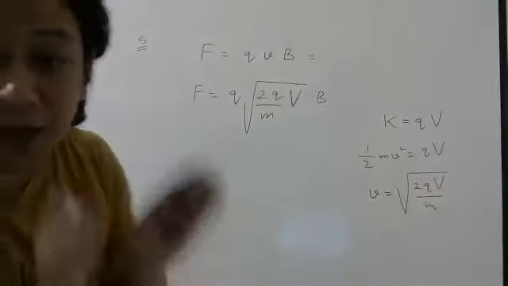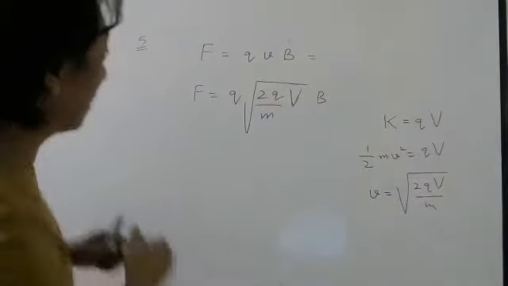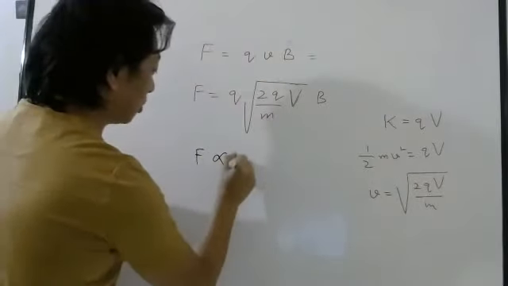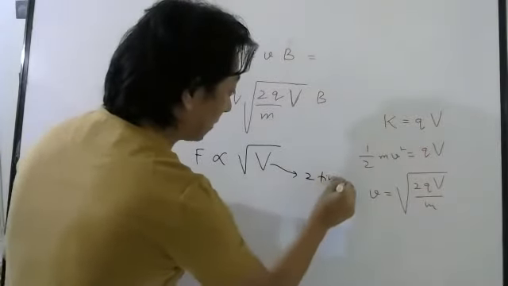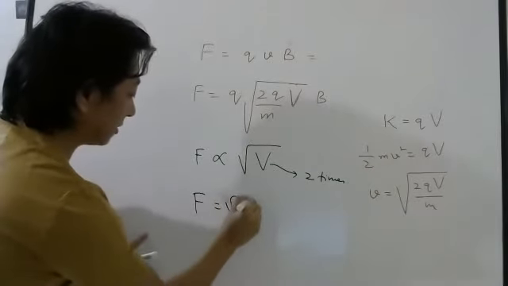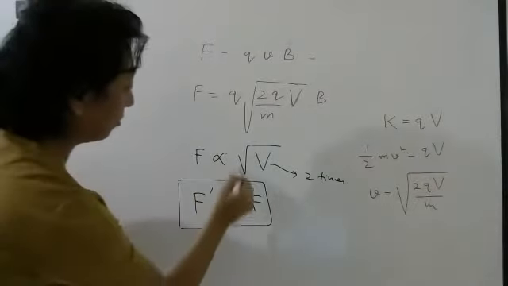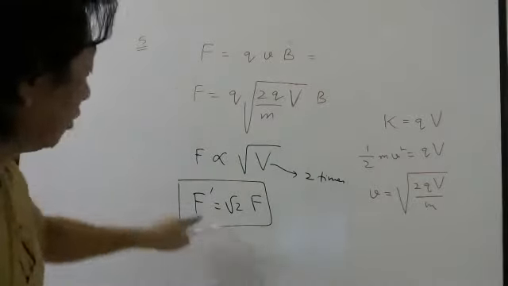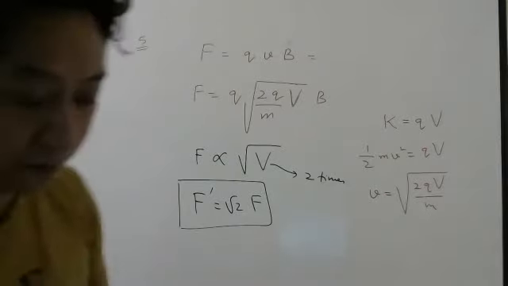Now in this problem, the particle remains the same. Only thing is they have changed the voltage. So if you can see, charge remains the same, magnetic field is same. So force will be proportional to root voltage. So if voltage is doubled, then force will increase root 2 times. So new force will be root 2 because of this square root here. So answer will be, before it was F, now it will be root 2F. Which option? Option C.